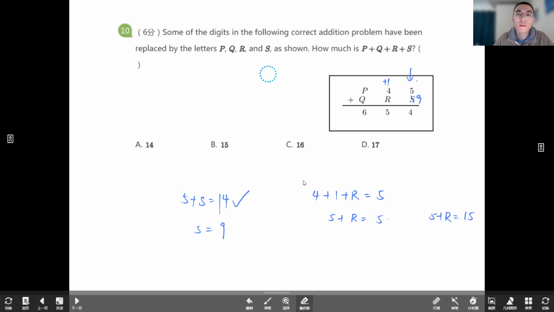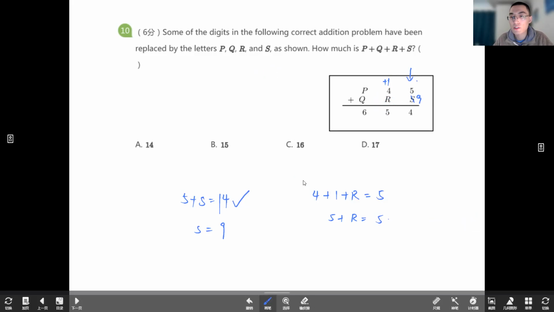Because, and also for column addition, it is reasonable as well. We cannot have 10 for column addition. For column addition, each number must be a 1-digit number. 10 is a 2-digit number, so it doesn't work. So we cannot have 5 plus R equals 15, because that way R will be a 2-digit number, so we don't consider this situation.